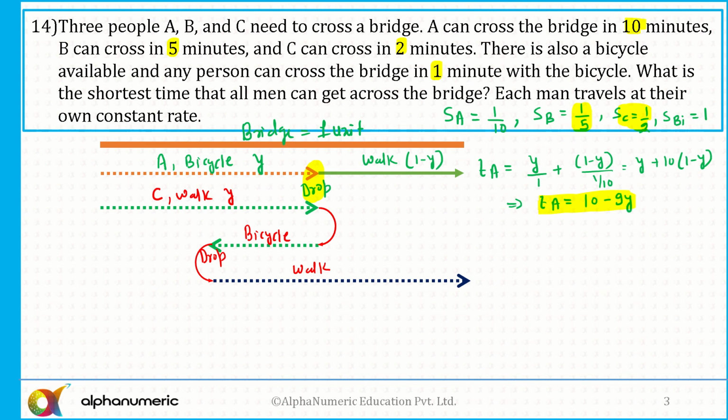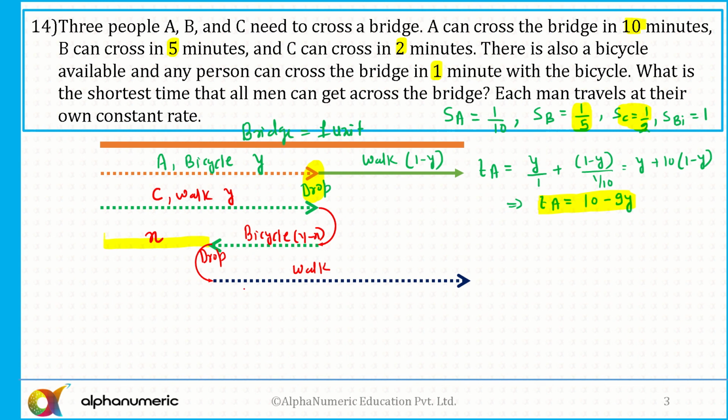What we can assume here is, let's say the point at which C has dropped the bicycle is x units from the beginning. So let me write down this point is equal to x units. So again my question is, what about the distance which C has traveled on a bicycle? That distance comes out to be y minus x. Why? This bigger green line which I am highlighting is y, and this yellow line is equal to x. So the distance which C has traveled on a bicycle is y minus x.